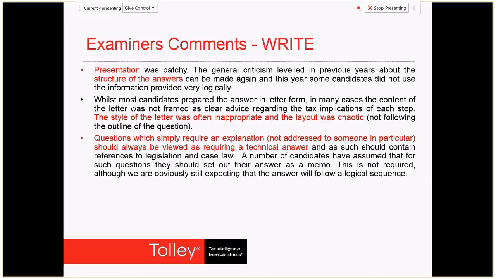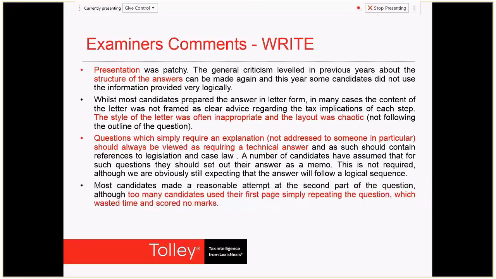Questions which simply require an explanation should always be viewed as requiring a technical answer. Another common thing that students do, and I think it's a nerves thing, is they spend the first part of their answer repeating the question. Complete waste of time, yes? So try not to repeat the question, although do state what the problem is.